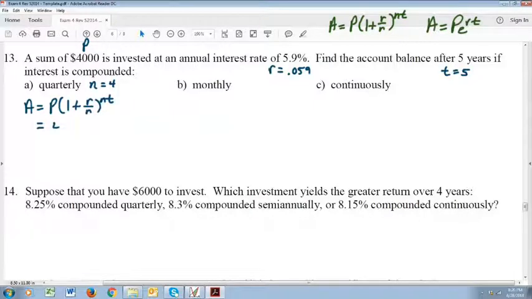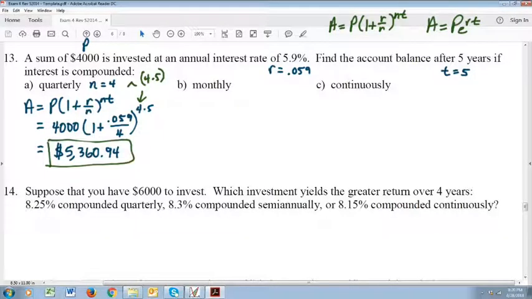So I'm going to go ahead and write down the formula for this case, and let's plug in our numbers. So the principal we said was 4,000. It'll be 1 plus our interest rate, 0.059, divided by 4, the number of times per year the interest is compounded, and then nt, that's going to be 4 times 5. And when you put that into your calculator, just be careful that you either use 20 or just put 4 times 5 in parentheses, and you should end up with $5,360.94.